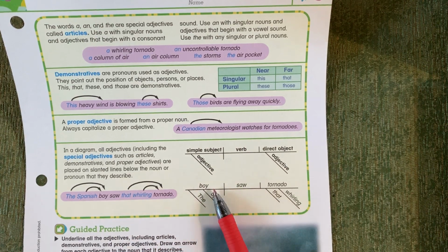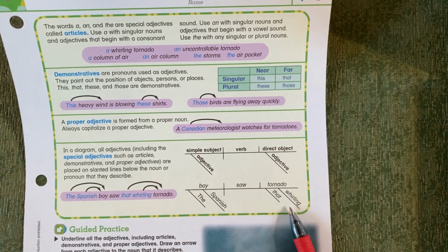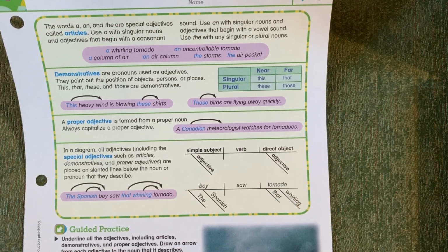Saw is the verb, boy saw, and that's an action verb, so we look for a direct object. Boy saw tornado. So tornado is the direct object. Then we see that and whirling are describing tornado. So we diagram those on a slanted line underneath the word tornado.